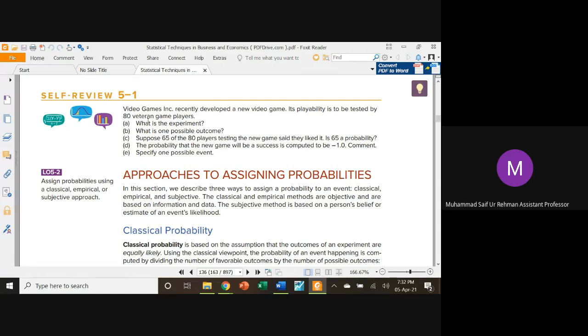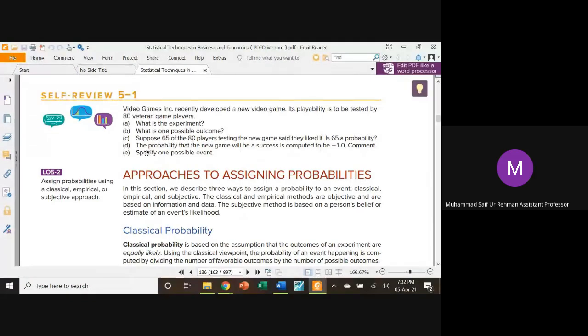Then what is one possible outcome? So one possible outcome may be that 50 players are favoring the idea that the game is playable. There may be several outcomes, and one possible outcome may be 50 are in favor of this idea that it is playable, or there may be 30, there may be 70, there may be 74, 79, or all 80. So if all 80 are saying that it is playable, so 80 by 80, 100%.